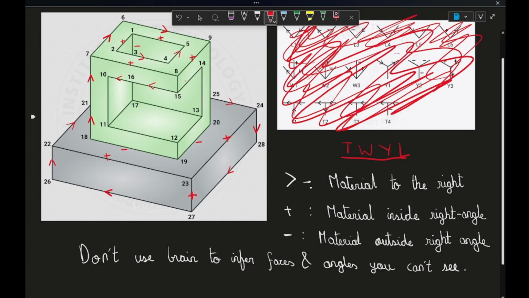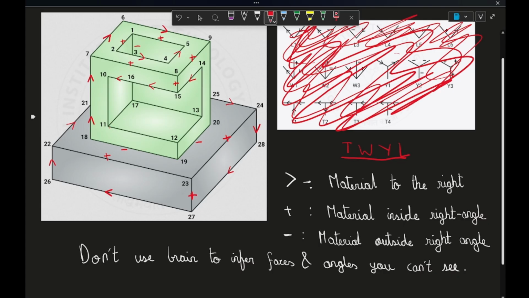18 to 14, this edge, I don't see any angles, so I'll just write it like this. Are there any angles between this? 15 to 14, not 18 to 14. Are there any angles here? There are none, right? So I'll just write it like this. 8 to 15, I see this angle, right? And this angle is encompassing the material around this edge. So I'll mark it as a positive edge.